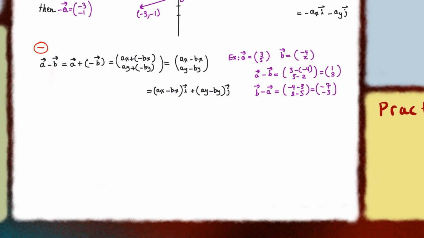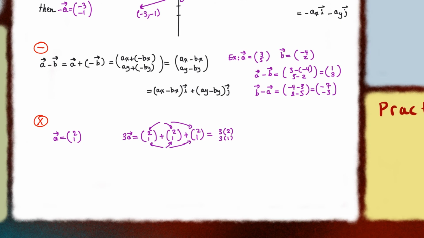To multiply a vector by a scalar value, meaning a value which is just a number but not a vector (we'll learn how to multiply vectors later). Let's assume that we have vector A with components 2 and 1. 3 times A means (2, 1) plus (2, 1) plus (2, 1). Because there are 3 twos, that's 3 times 2 for our x component, and because there are 3 ones, that means 3 times 1 for our y component, giving us 6, 3 as our final answer.